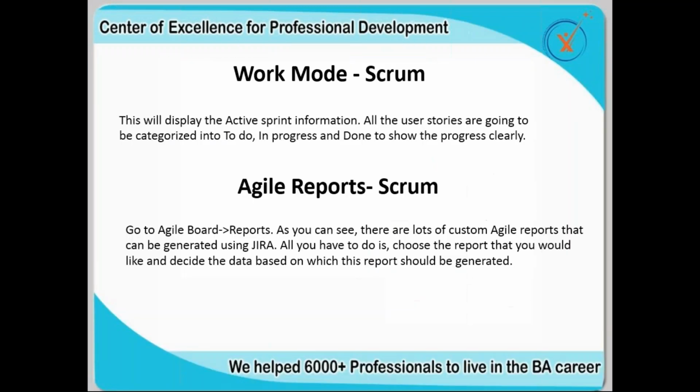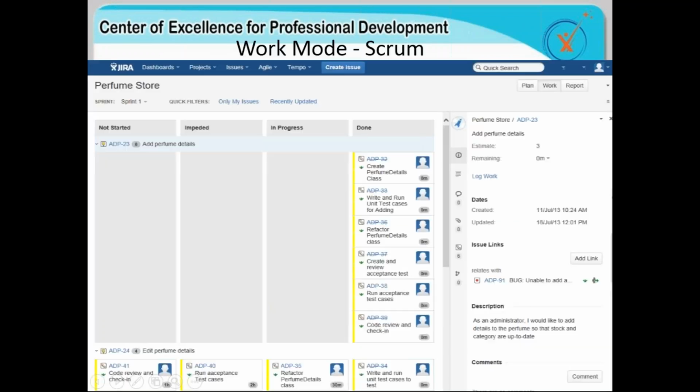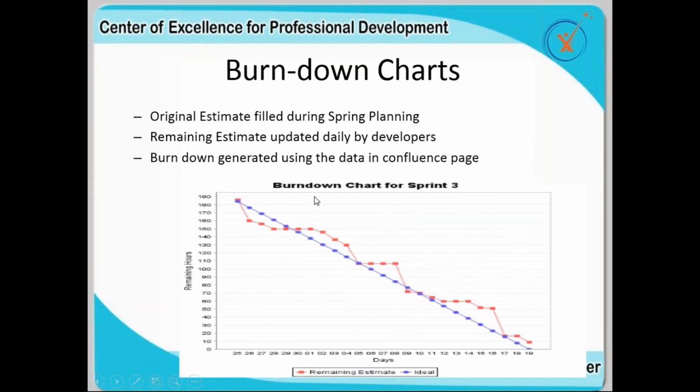The next is Agile reports. You can prepare your Scrum reports through Agile. You have to go to the Agile board, go to reports, and there you will see automatically generated reports, where you are going to see the release burn down charts, and product backlog charts or sprint backlog charts.